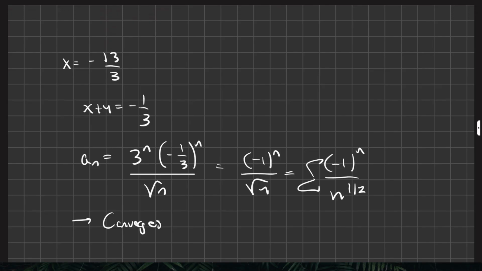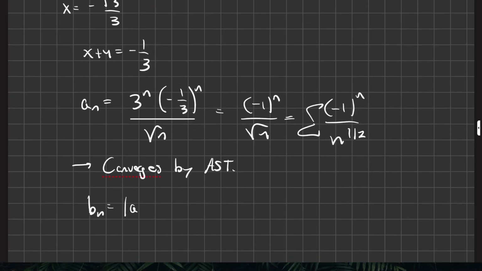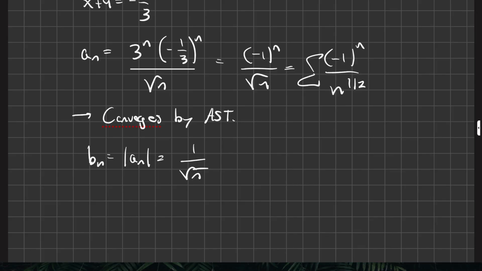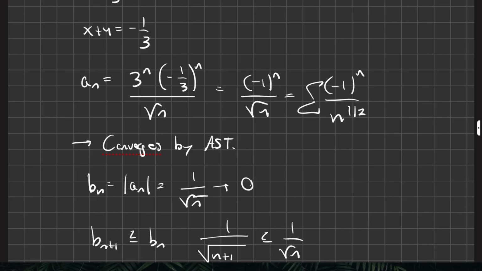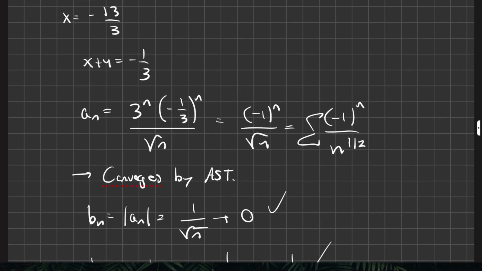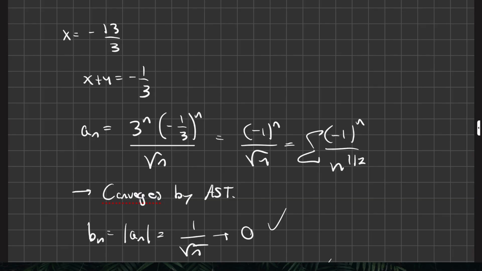It converges by the alternating series test, where we'd let bn be the absolute value of an, which would be 1 over square root of n. Then we'd want to check bn plus 1 less than bn, which would be 1 over root n plus 1 less than or equal to 1 over root n. And then we know its limit goes to 0 because we'd have a constant over infinity. So these check, and it converges by the alternating series test. So our endpoint minus 13 over 3 is included in our interval.